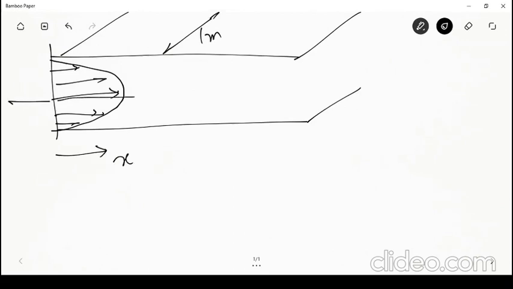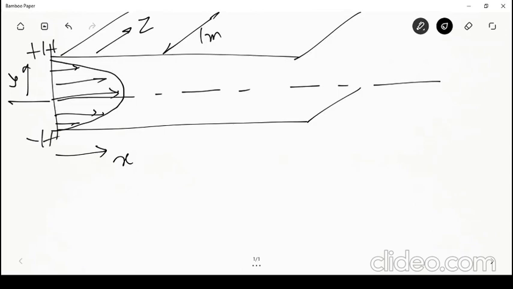This is x and this is y. This direction would be z. We'll not bother about variations in z direction. We'll only say that the plate is of infinite extent in the z direction, and this is y equal to plus h and y equal to minus h.